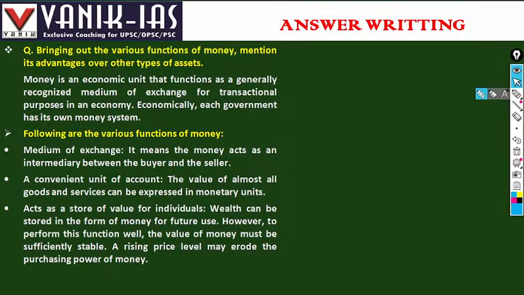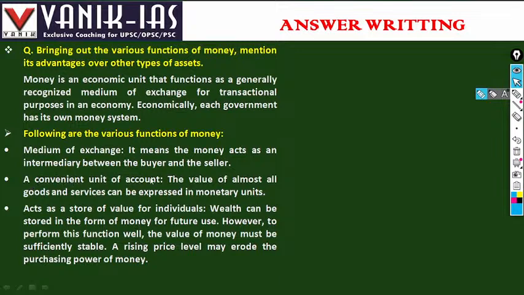So these are the functions of money: money as a medium of exchange, money as a measure of value, money as a store of value. Okay, these are the functions. But the most important function of money is that it is used as a medium of exchange, exchanging money for goods and services. Following are the various functions of money. Medium of exchange: it means that money can act as the intermediary between buyers and sellers.